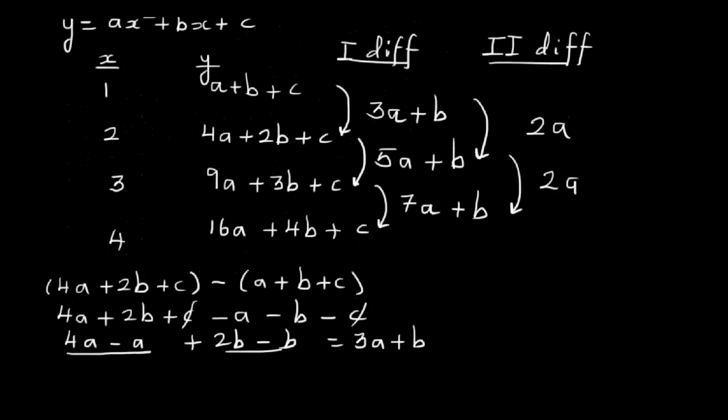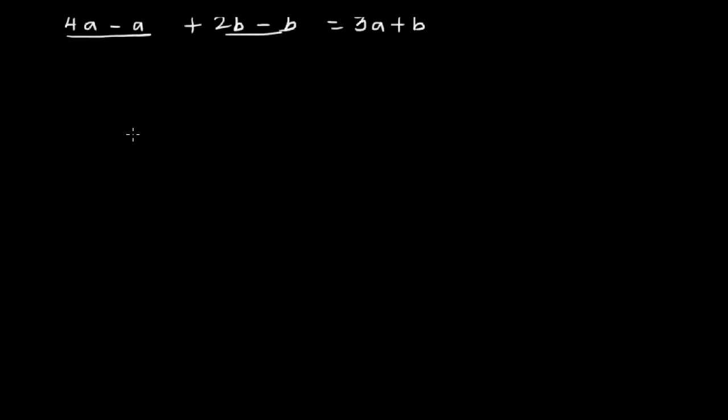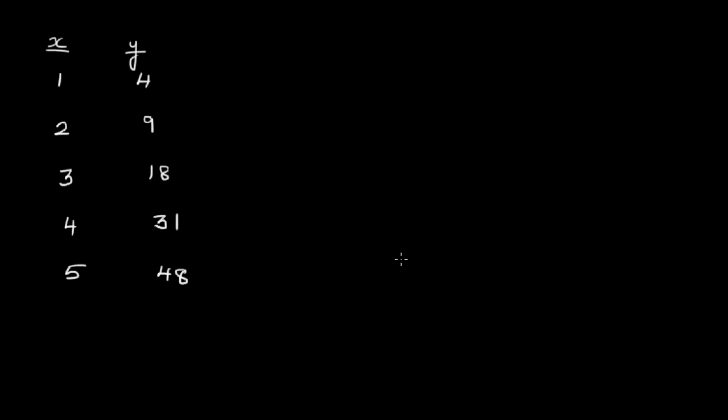Okay, so let's use this knowledge to find the rule of a quadratic pattern. So let's scroll this up. So this is a pattern. You've got x and y, so let's find the rule between x and y. This seems to be a quadratic pattern if you look at the first difference and the second difference. So let's first find the first difference. The first difference is between the y values.